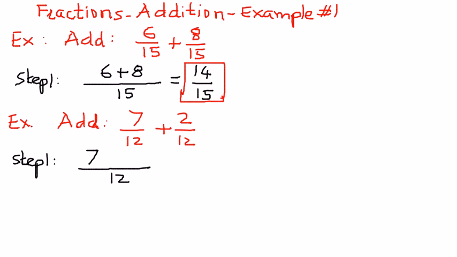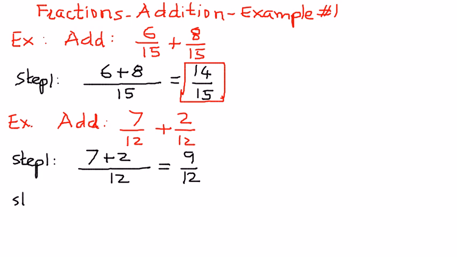7 is the numerator for the first fraction, plus 2 is the numerator for the second fraction. So 7 plus 2 is equal to 9 over 12. So when we have the numbers in this fashion, we can simplify it some more.